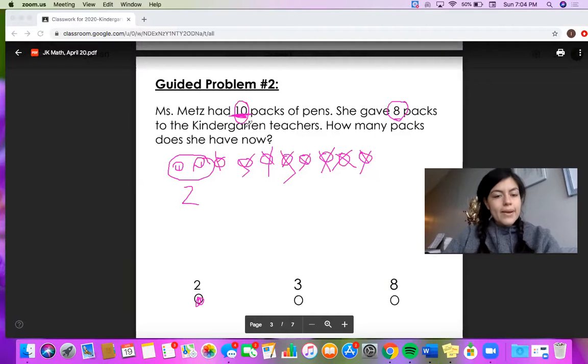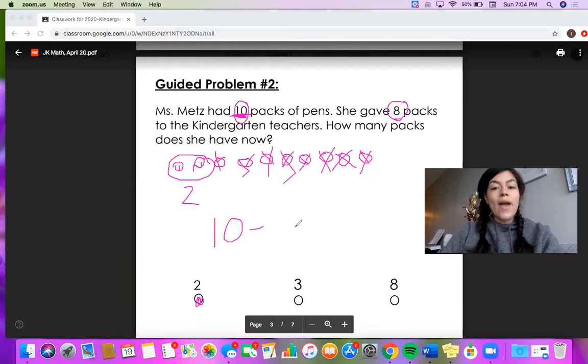She started off with how many? 10. Then how many did she give away? 8. And at the end, how much was left? 2. Your equation for this problem would be 10 minus 8 equals 2.